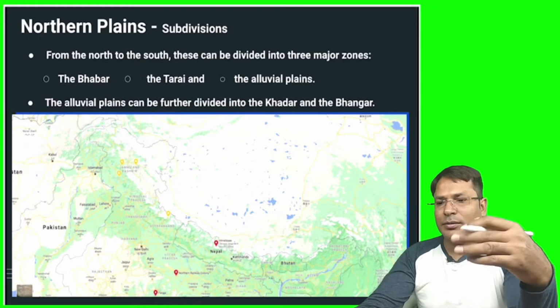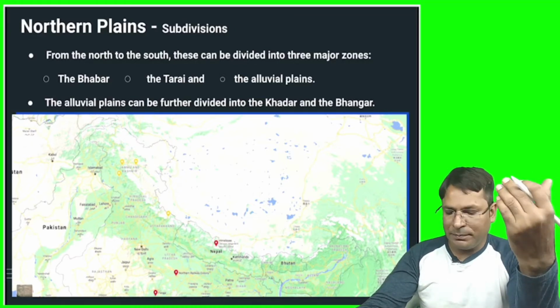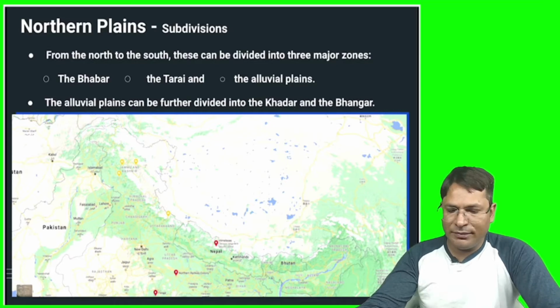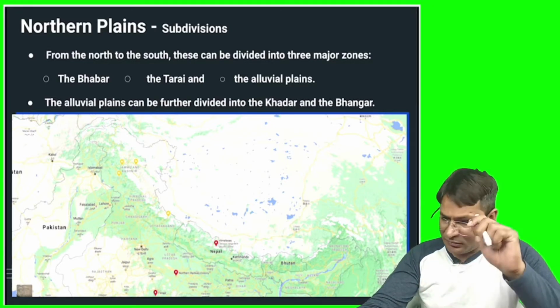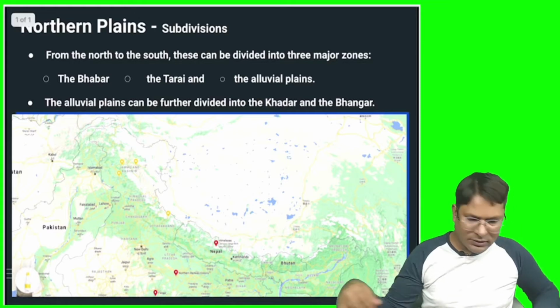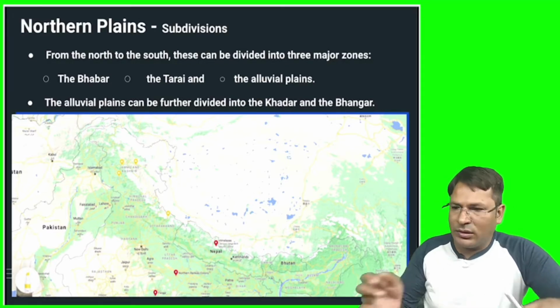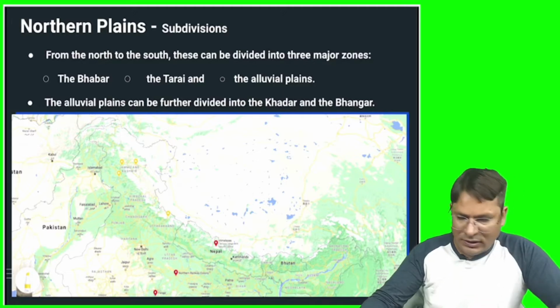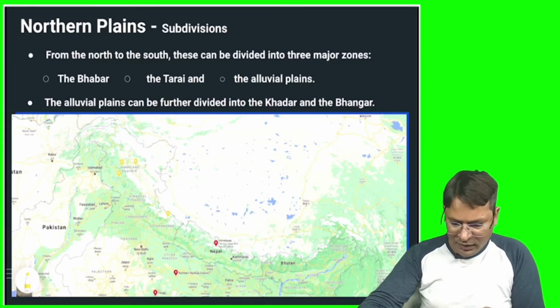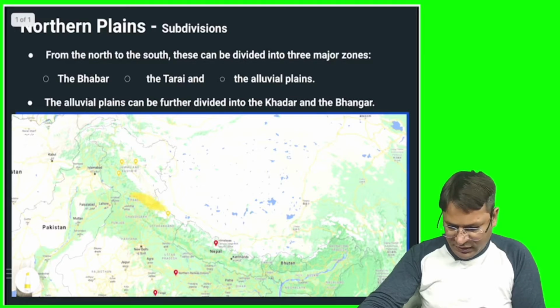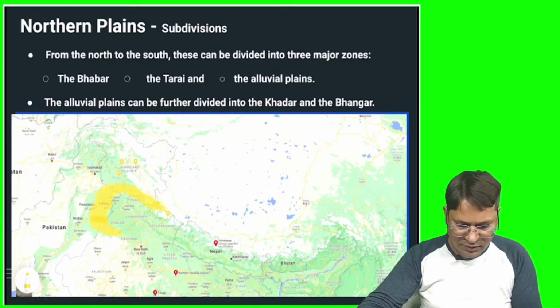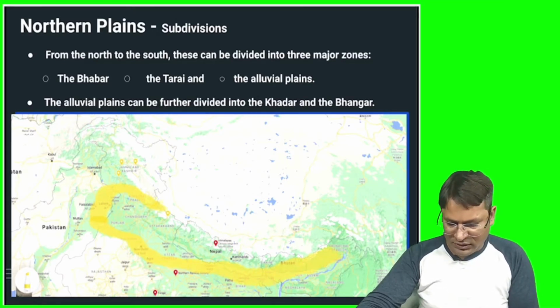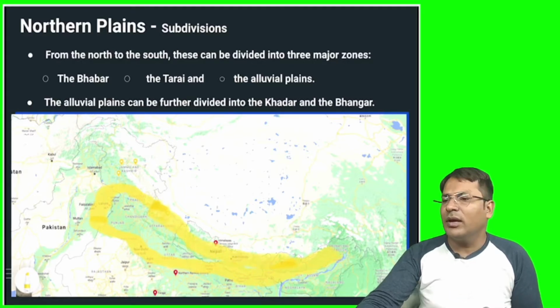So if we start from the north side of the plains, in this map the area which is looking quite green, I am marking it, starting from here up to here. All this complete area is the northern plains. Almost this area is the part of the northern plains.